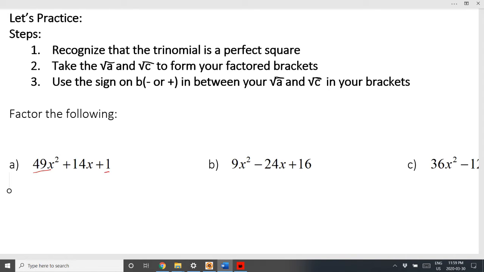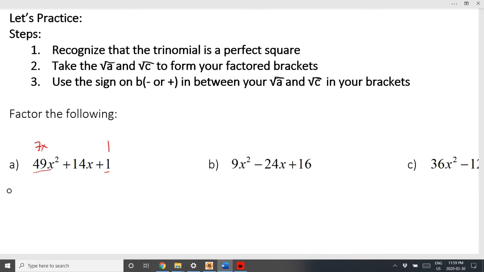So what I like to do to prepare for this, I like to write the square root of these numbers on top. So the square root of this whole term here is going to be 7x, and the square root of this term here is just going to be 1. Okay, so we know those are squared numbers, so we recognize them already. The next thing we need to look at is check out the B value. Is it an even number? And it is. So there's just a couple more things we need to check.